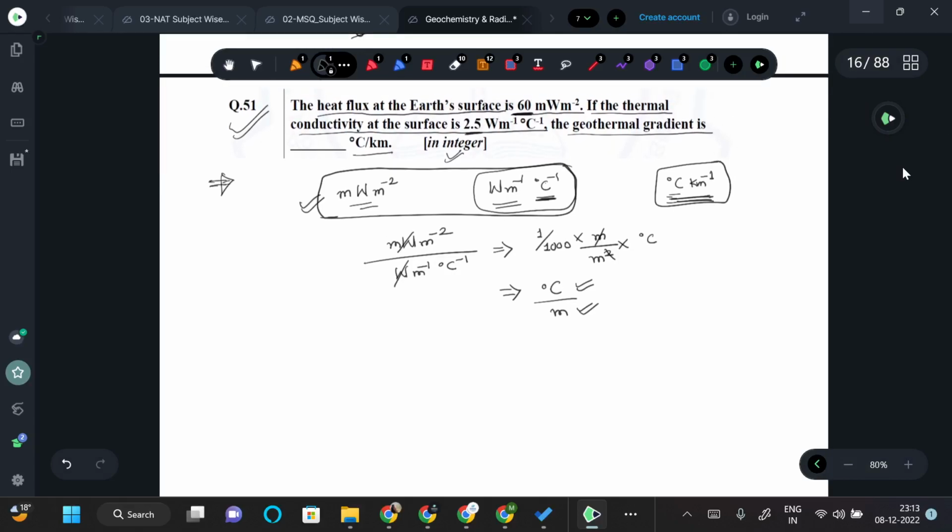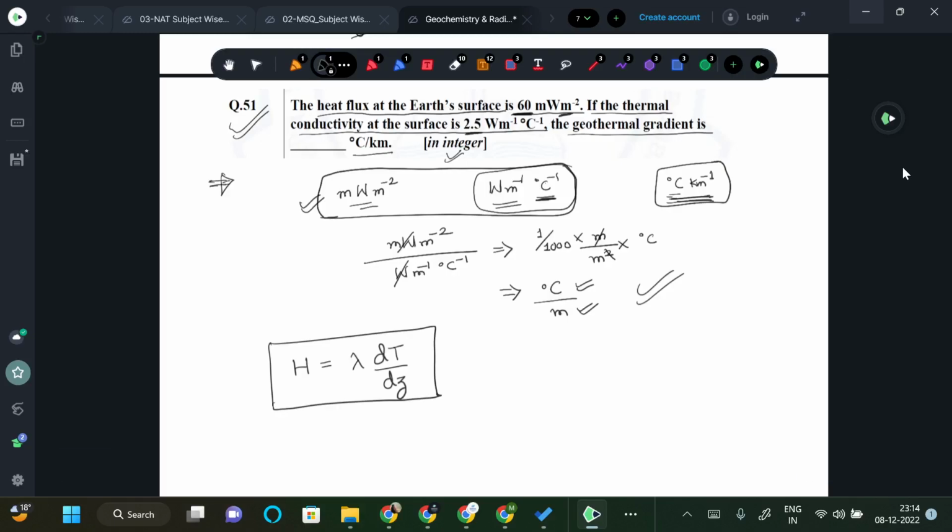So now this was the unit method basically. Let's see the direct formula. The heat flux is given by H. Heat flux is the amount of heat that is passing through a particular given area. That is why it is per meter square, because it is per unit area. So heat flux is given by lambda dT by dz. This is the equation for heat flux, thermal conductivity and geothermal gradient.